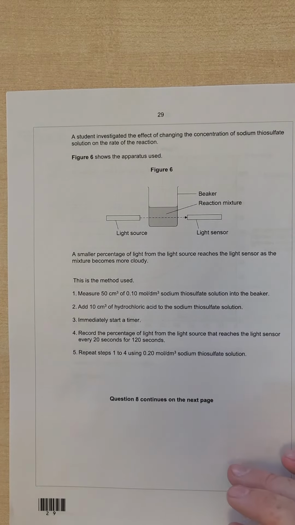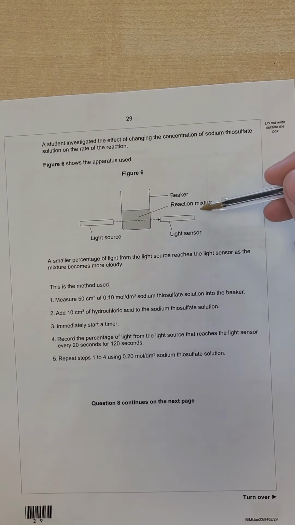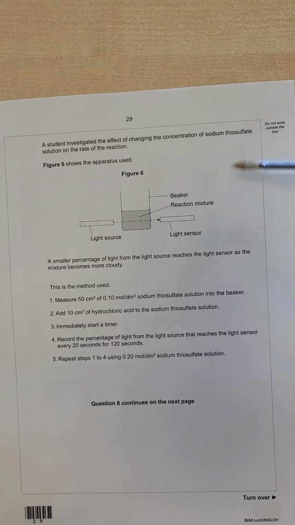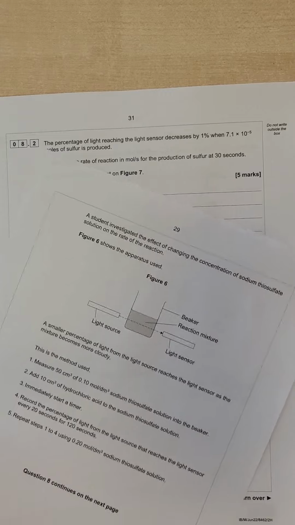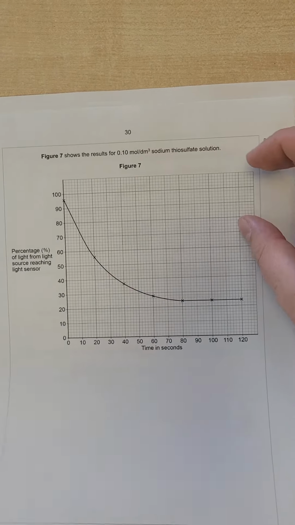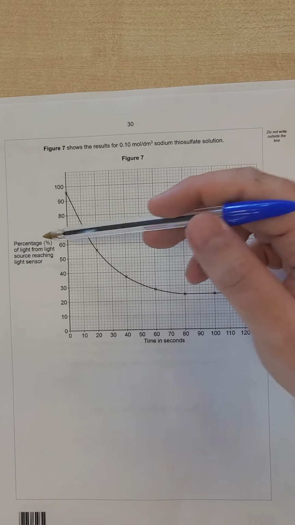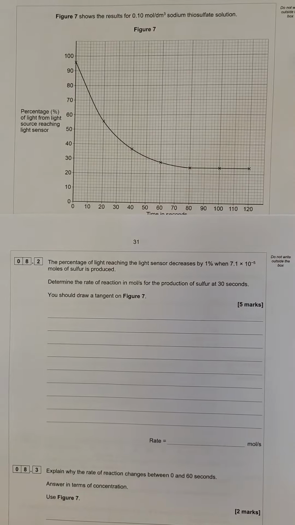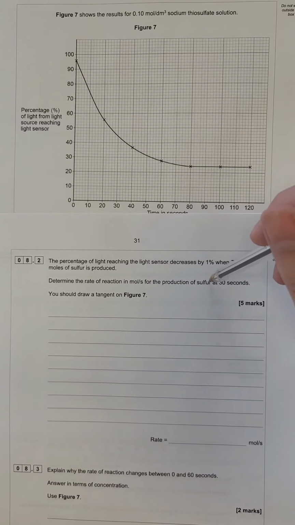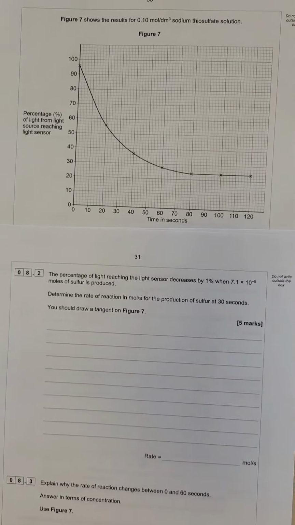We are then given a method that we haven't seen before, that we're using a light sensor to determine the rate of this reaction. So rather than using our eyes and trying to see the disappearing cross, we're using a light sensor instead, and it gives us the method here. We're also given a graph that shows us how the percentage of light reaching the light source from the sensor changes over time for 0.1 mole per decimeter cube sodium thiosulfate. And the question asks us to determine the rate of reaction in moles per second for the production of sulfur at 30 seconds, where you should draw a tangent on figure 7. It also then gives us more information we'll come back to in a second.